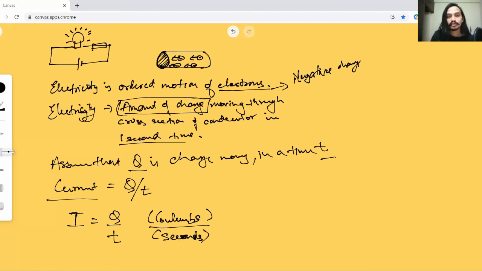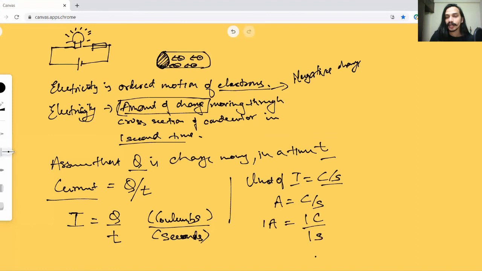So if I divide coulomb by second, then I can find the unit of current. So the unit of current equals coulomb per second. This coulomb per second is nothing but what we call ampere. So ampere equals coulomb per second. I can simply say if 1 coulomb of charge is moving through a conductor in 1 second of time, then 1 by 1 is nothing but 1 ampere.